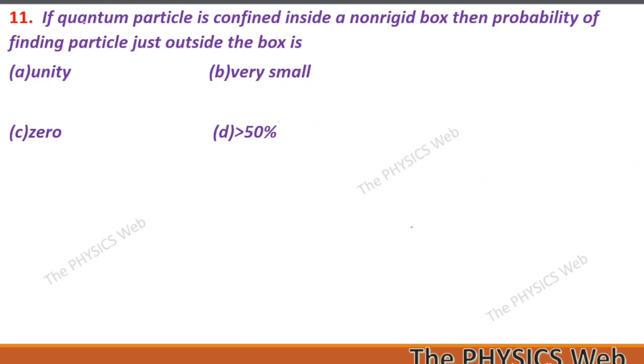Next, question number 11. If a quantum particle is confined inside a non-rigid box, then the probability of finding the particle just outside the box is very small. Okay, so B is your correct option.